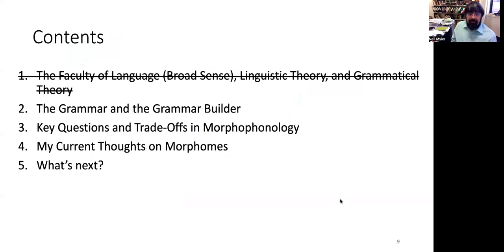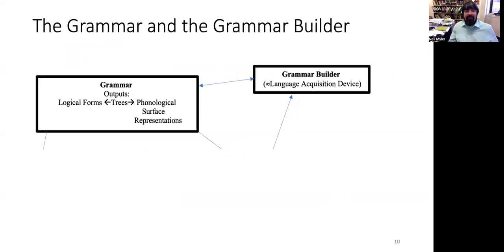So let's spend a little bit longer on that distinction then between the grammar and the grammar builder. And I think this is a distinction which, as I say, and as you'll know probably, is one that goes back to the very earliest days of generative grammar and probably before that. I think that people tend to lose sight of it sometimes. And I think by insisting on being clear about which one we mean in a given case, we've made progress in understanding some of the issues that are at stake in morphophonology this semester, I think.